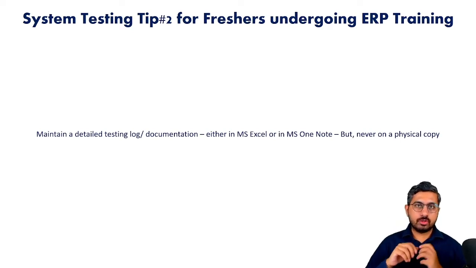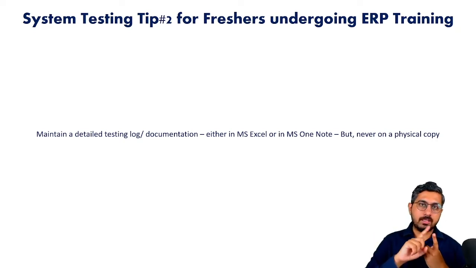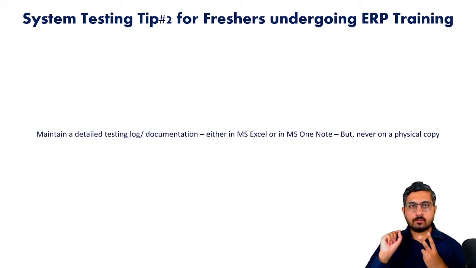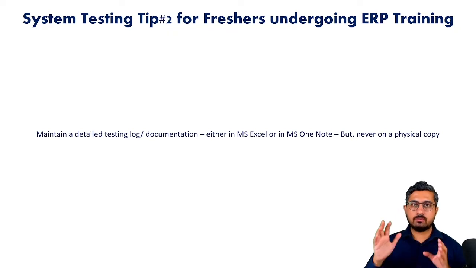So I have just shown you how exactly you can document in a testing log in a Microsoft Excel as a tool. But the tip here is that you can either use, I personally recommend either of these two tools. One, either you use it in Microsoft Excel, or you use the Microsoft OneNote as the tool for maintaining your documentation. Why only these two tools? Because it becomes organized. Your documentation becomes organized if you are using any of these two tools.